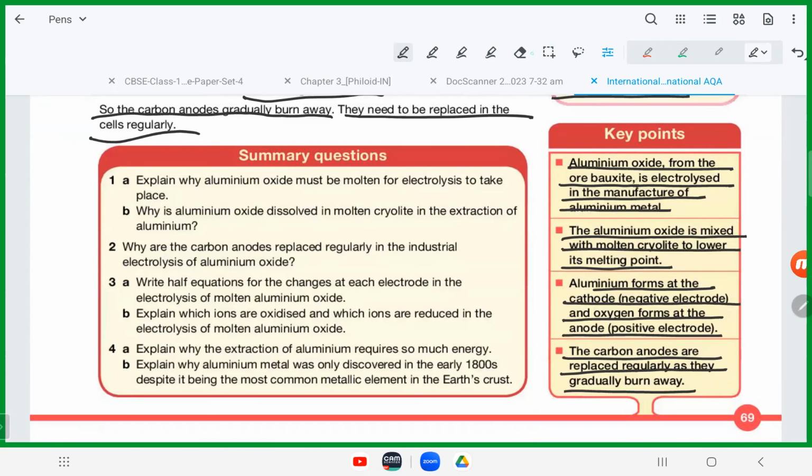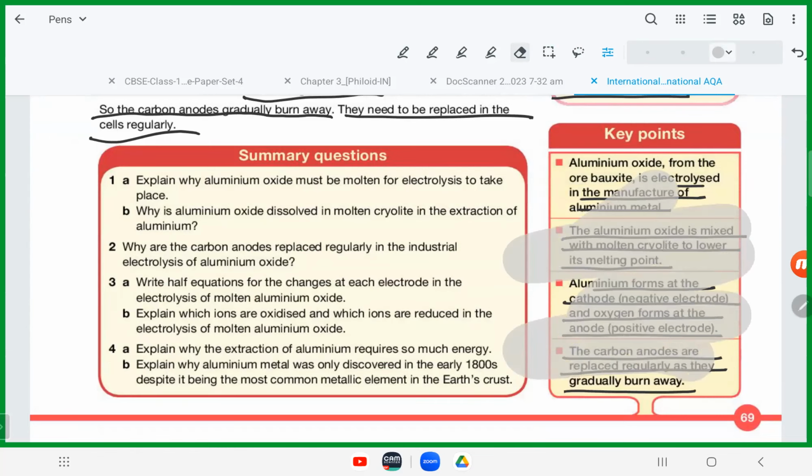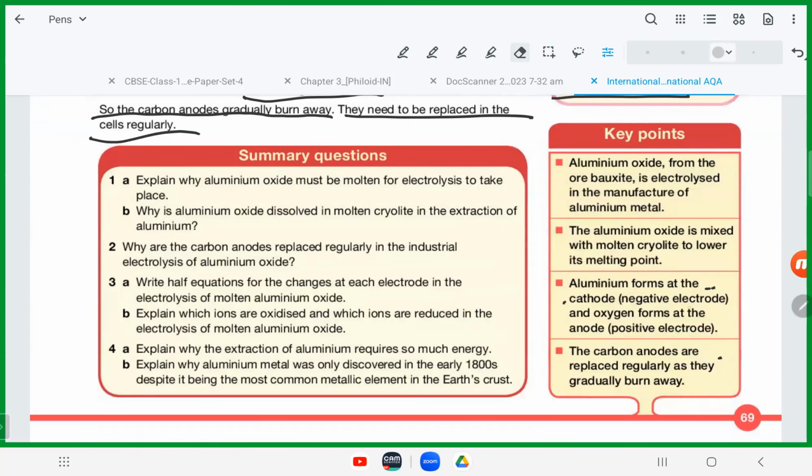Tarini, again you read this key point, because you may not be able to understand it. You read and then explain.